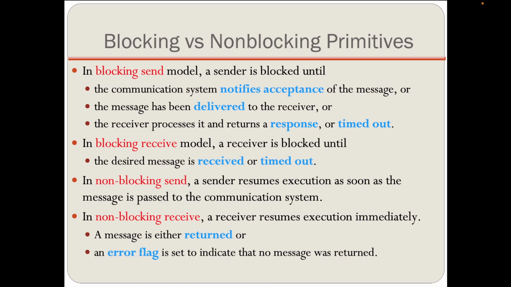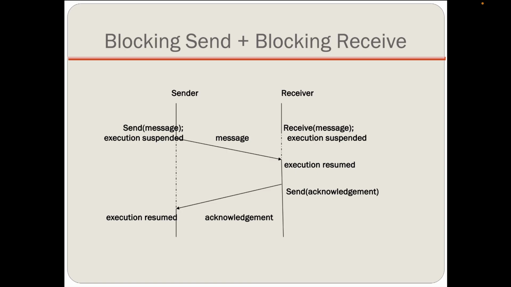Okay, we're back. So conceptually, blocking send plus blocking receive, the behavior will be something like this. This is the timeline. The sender will send a message with blocking send, and then its execution will be suspended. The message is delivered. Here we assume the receiver also executes a receive, and because it's a blocking receive, if the message does not arrive, then the execution of the receiver is also suspended until the message arrives.